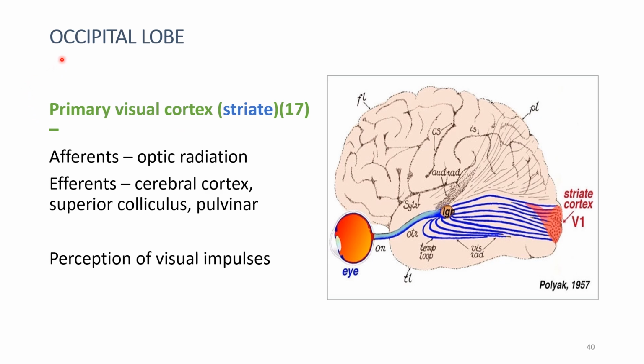Then coming to the last lobe, the occipital lobe. It has the primary visual cortex or striate cortex, area number 17 or V1. The afferents will come from the optic radiation. The efferents will go to the cerebral cortex, superior colliculus and pulvinar nucleus. It is helpful for perception of the visual impulses.